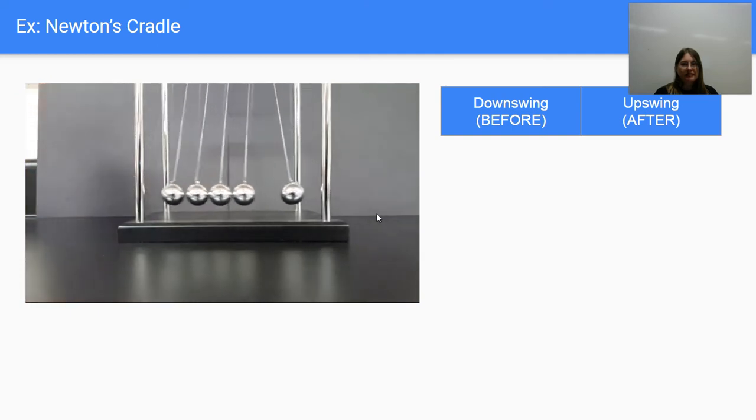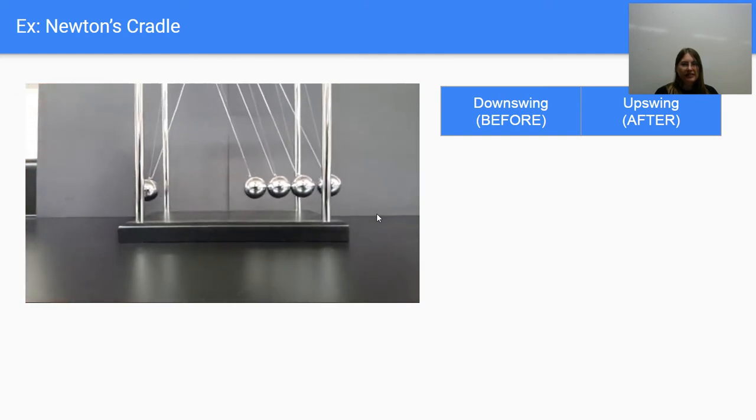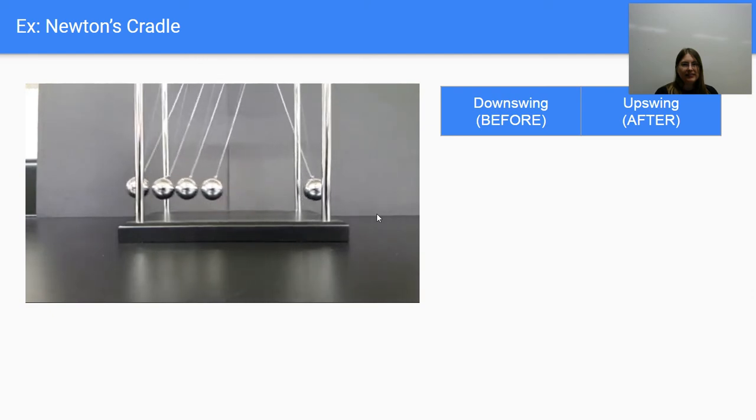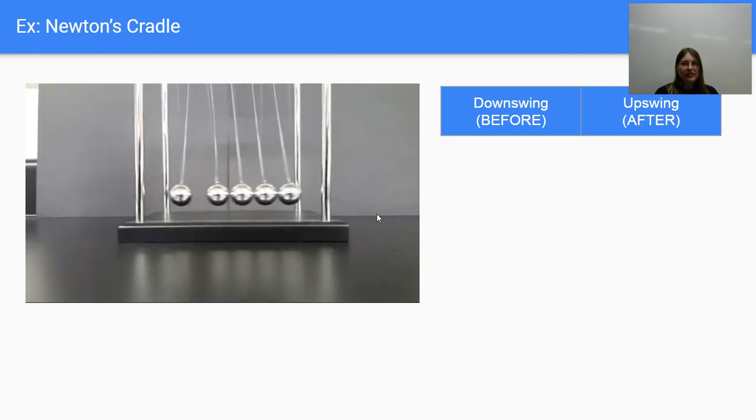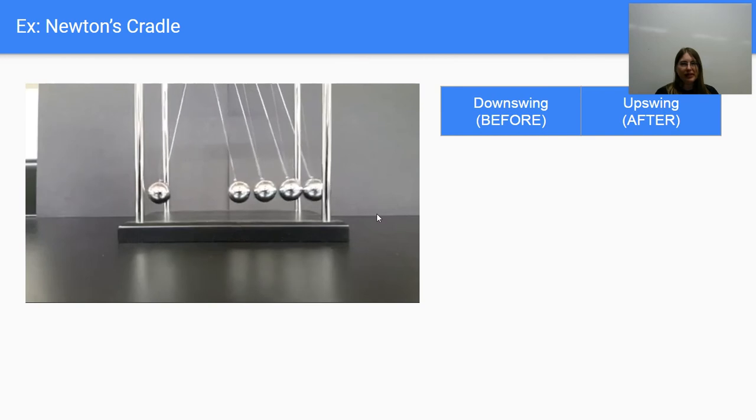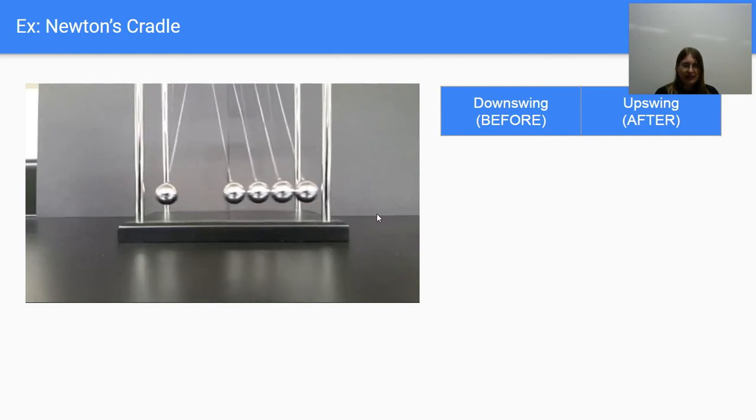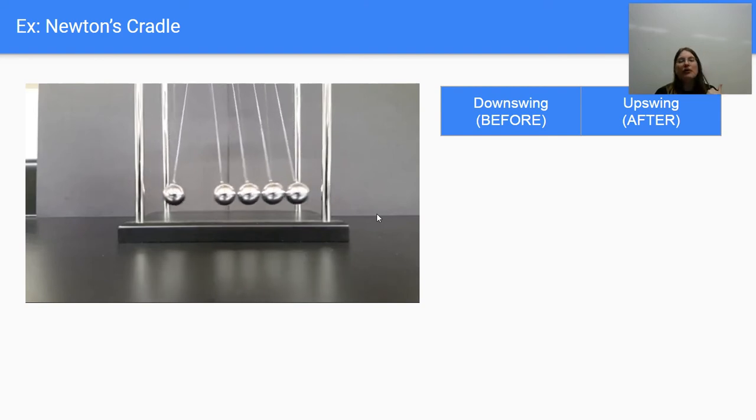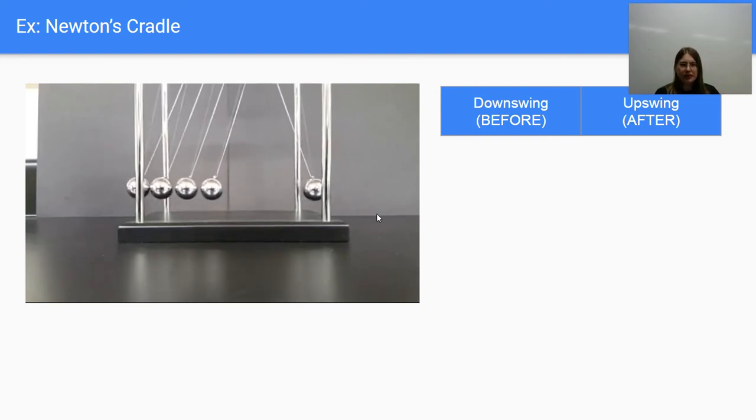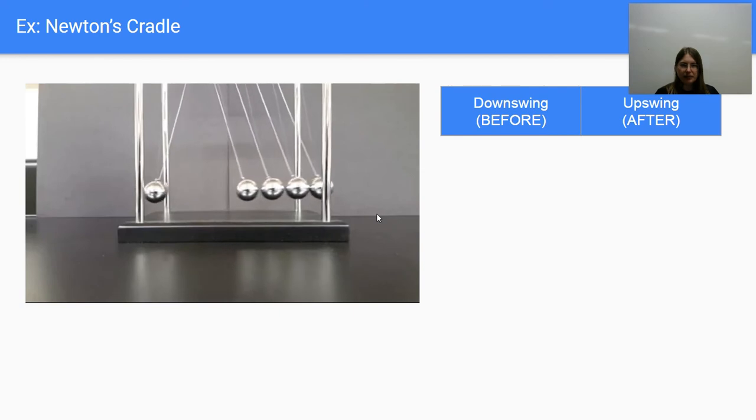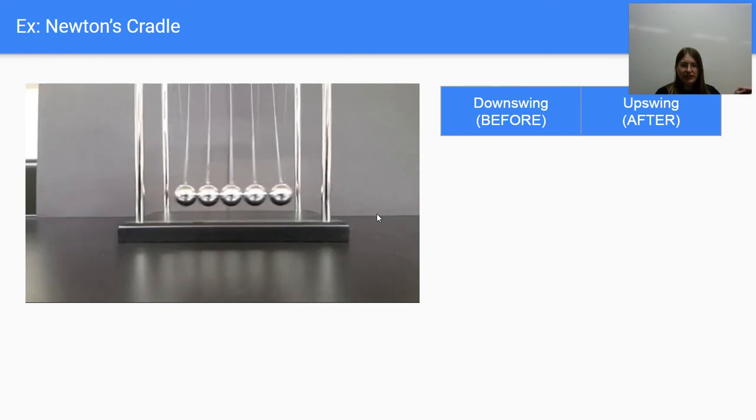What? Oh my God. Grown adults and physicists, we play with these all the time. They're still mind-blowing. They're so cool. Okay, so 1 and 4 are in motion, and then 1 and 4 are in motion. It's like the motion just goes through.